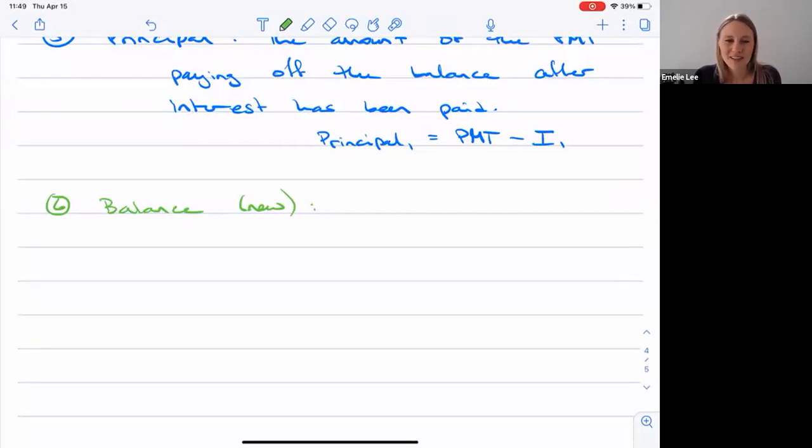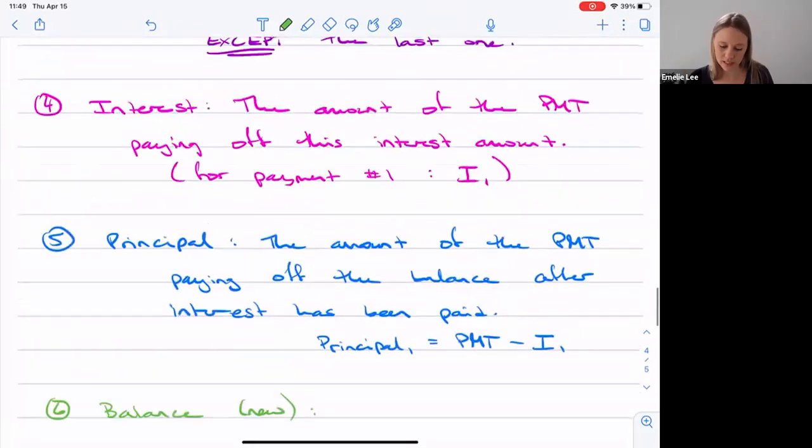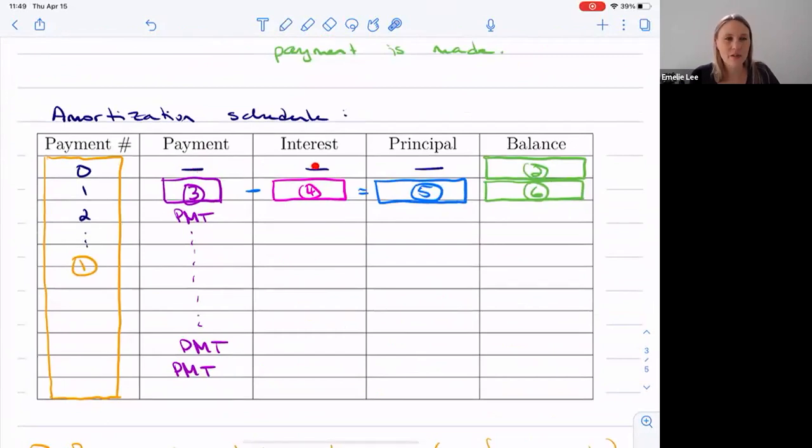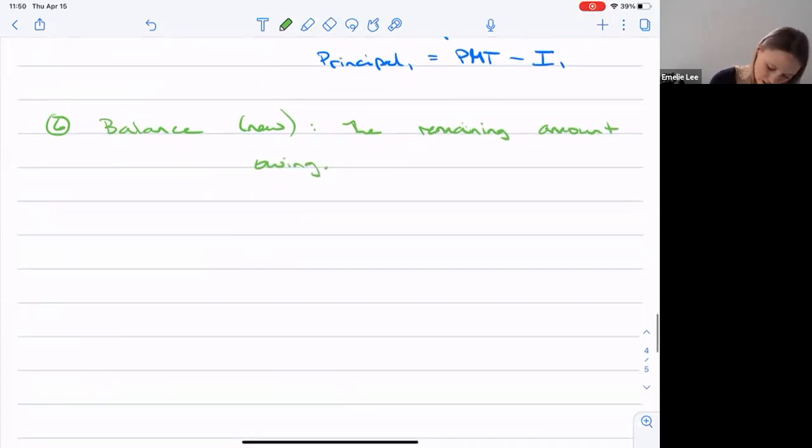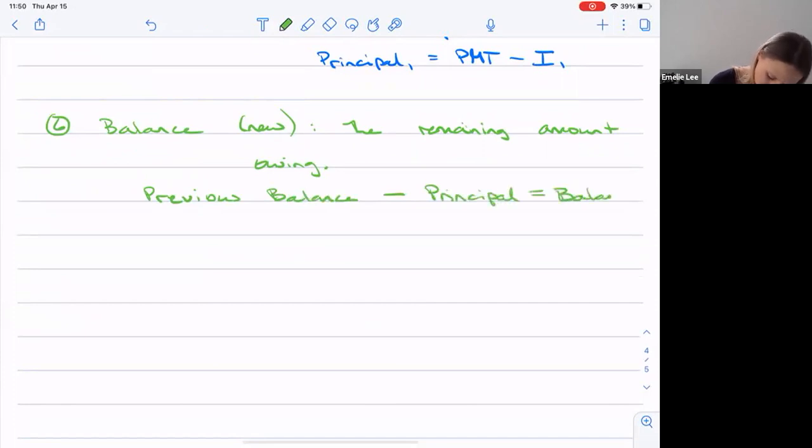Not to be confused with the runners. The new balance is the previous balance. So whatever the previous balance was, and that's why we need to have this first line. There are no payments or interest or principal going on, but we need this previous balance in order to figure out the current balance. So the balance is the remaining amount owing. So it's going to be the previous balance minus the principal is the new balance.